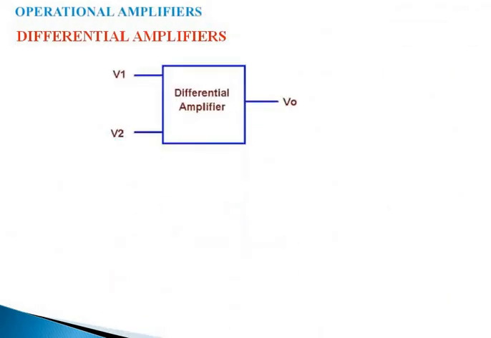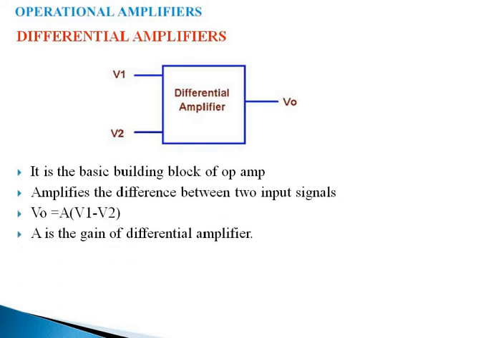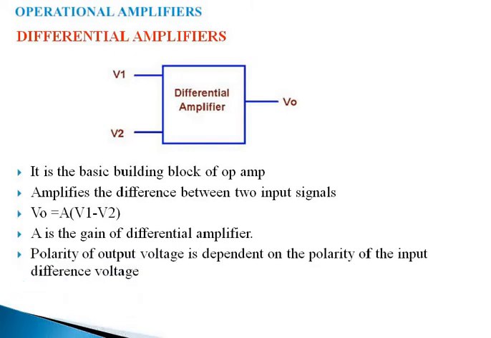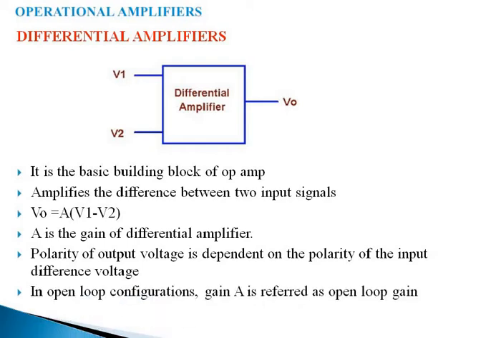Then next is the differential amplifier. This differential amplifier is the basic building block of op-amp, and it amplifies the difference between two input signals. Here V1 and V2 are the input signals, V0 is the output. So for a differential amplifier, output V0 equals A into (V1 minus V2), where A is the gain of the differential amplifier. And the polarity of output voltage is dependent on the polarity of the input difference voltage. In open loop configuration, this gain A is referred to as open loop gain.